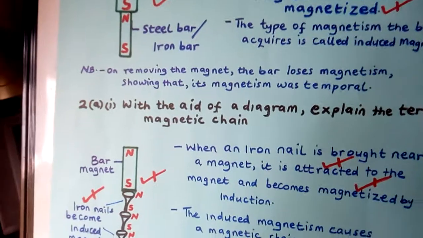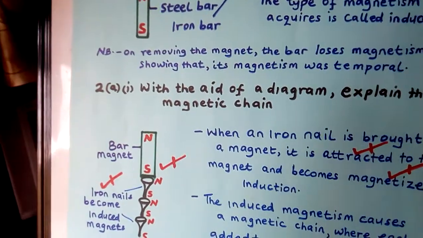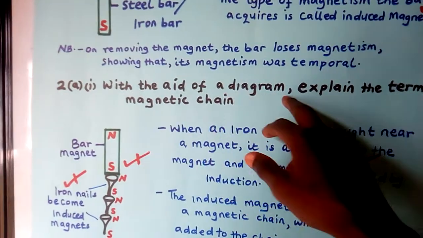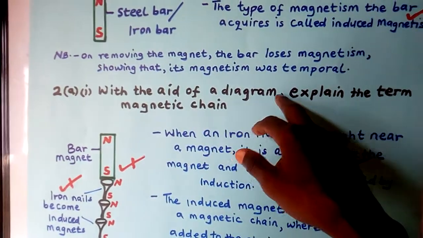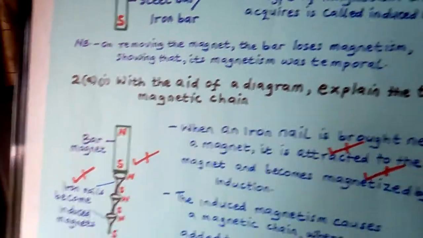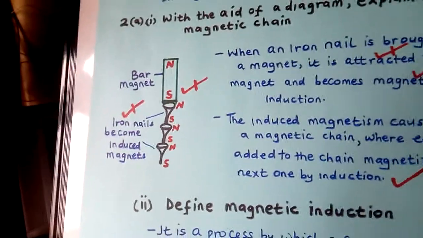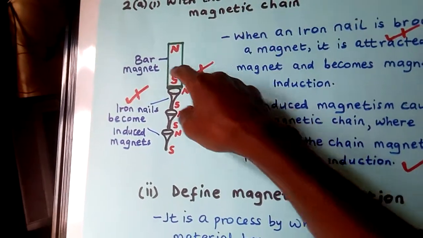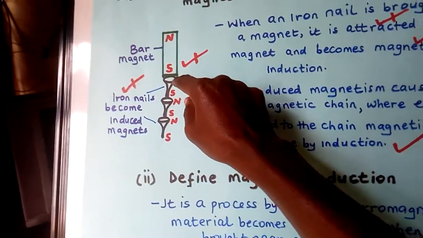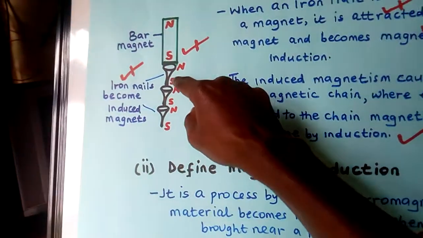Now, there is another question related to that. Question number 2A, Roman 1. It says, with the aid of a labeled diagram, explain the term magnetic chain. I want to explain this. You could even do this at home. If you bring a bar magnet and then you get a piece of nail, iron nail. These are all iron nails. How many are there?